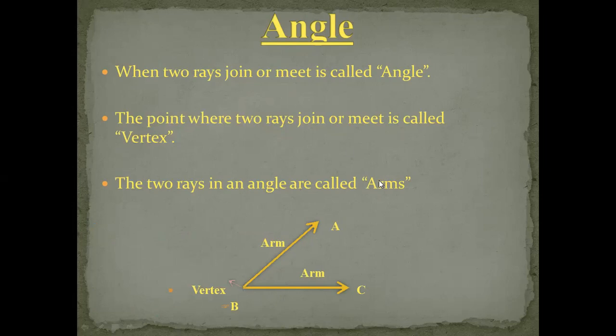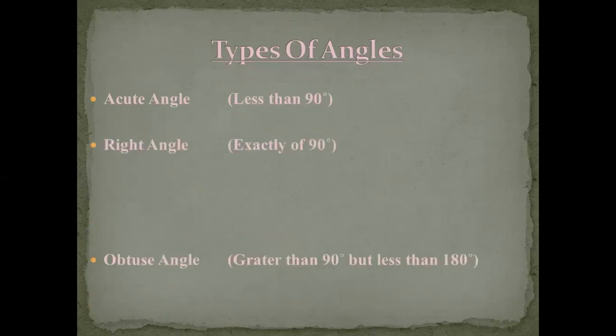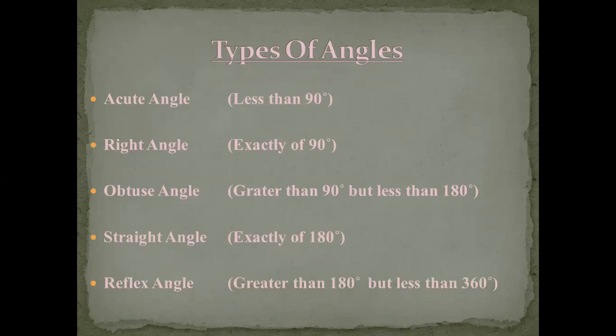Next, we have learned about types of angles. The first is acute angles, which are less than 90 degrees. Right angles are exactly 90 degrees. Obtuse angles are greater than 90 degrees but less than 180 degrees. Then a straight angle is exactly 180 degrees. And last, a reflex angle is greater than 180 degrees but less than 360 degrees. In our previous session, we learned all about these types of angles.